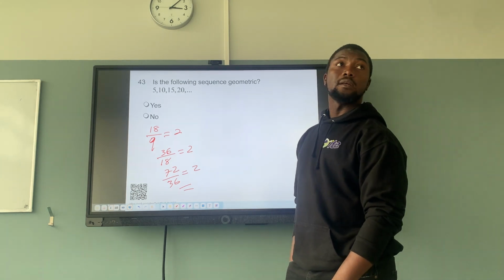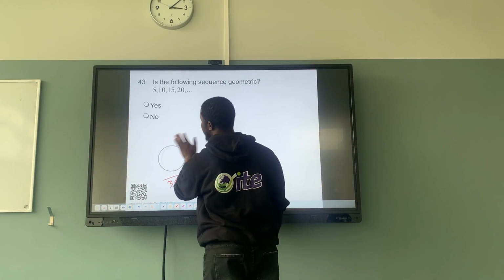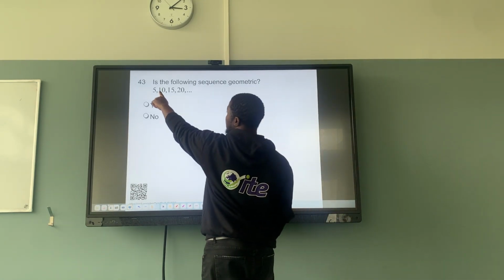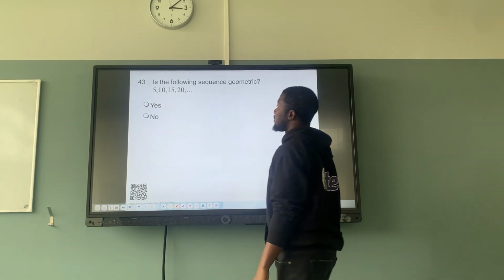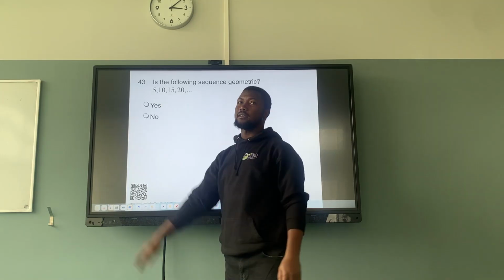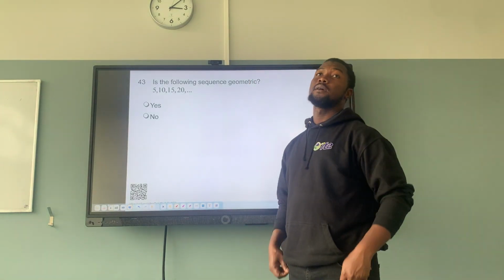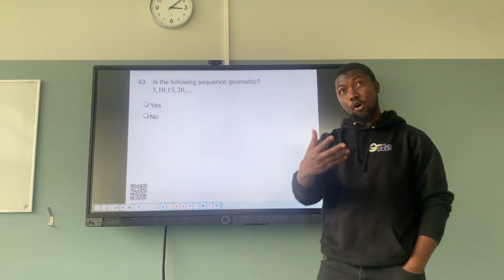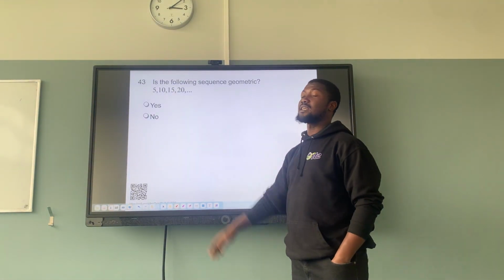Alright? Tell me why. Maybe you can ponder why. Try to find out why it is not a geometric sequence. Divide 10 by 5, divide 15 by 10, divide 20 by 15. But I can already see that there is a constant difference between the first term, the second term, the third term, and the fourth term. Then it is an arithmetic progression because there is no common ratio. What you have is a constant difference.